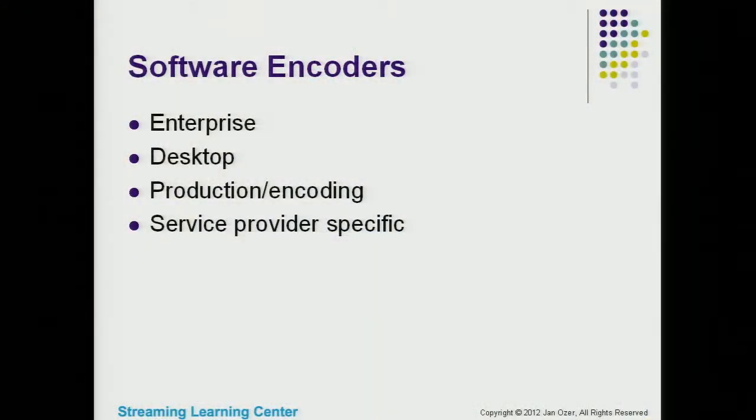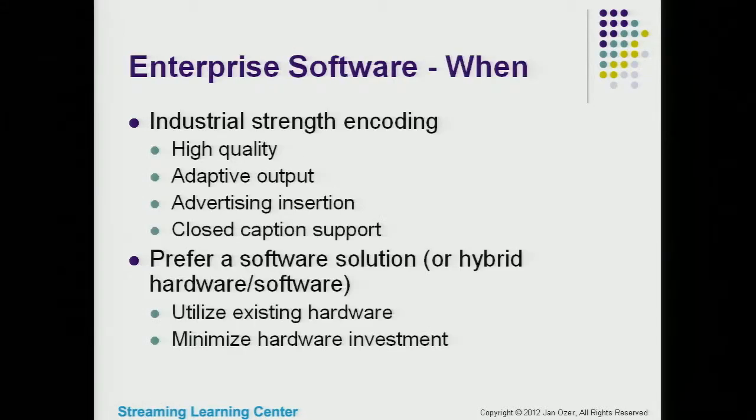So that's our hardware. And now let's move to software. And we've got 4 categories here: enterprise, desktop, production encoding, and then service provider specific. Then we'll get into the cloud and the server-based transcoding. So this is a category of 1. There's one software program out there. It's from HaiVision. It's the Kulabyte encoder.